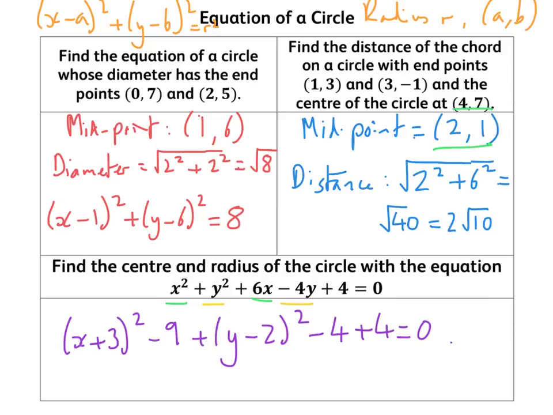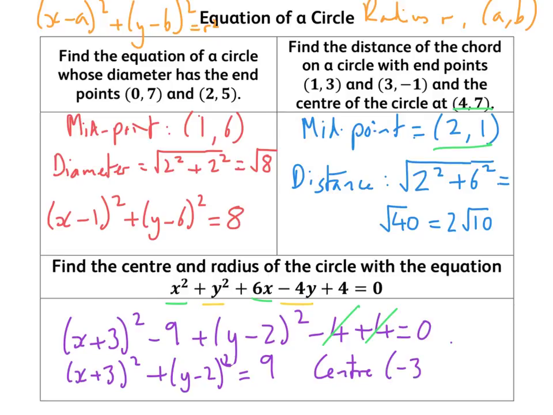Tidy that all up. We should end up with (x plus 3) all squared plus (y minus 2) all squared. Now that cancels with that, so I get minus 9, so it equals 9. Therefore, the centre is going to be (minus 3, 2), and the radius equals 3.